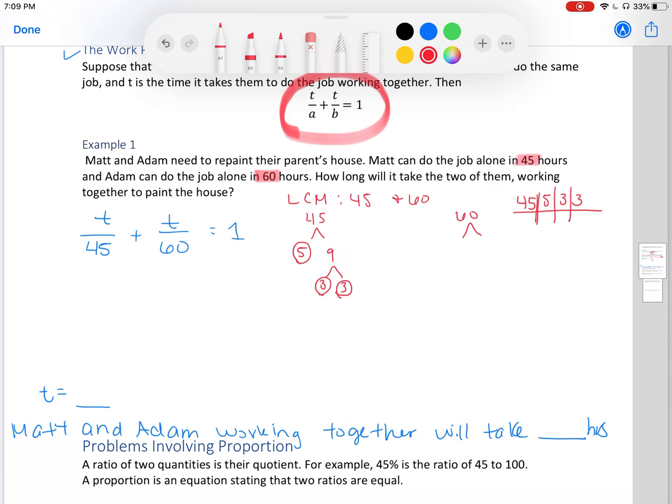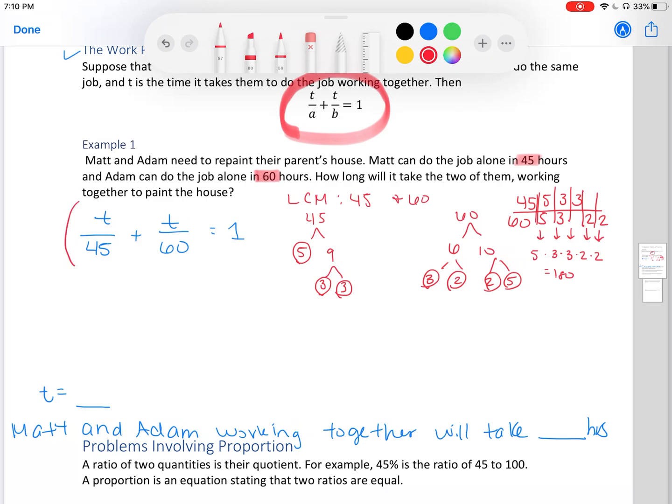Let's take a look at 60. I get 60 from 6 times 10. I get 6 from 3 times 2. 3 and 2 are prime. I get 10 from 2 and 5. 2 and 5 are prime. So we get 60 from 3, which is right under the repeating 3, then a 2 and another 2 and a 5. So let's write the 5 under the 5. Now let's multiply them to find our LCM. We have 5 times 3 times 3 times 2 times 2, and that gives us 180.